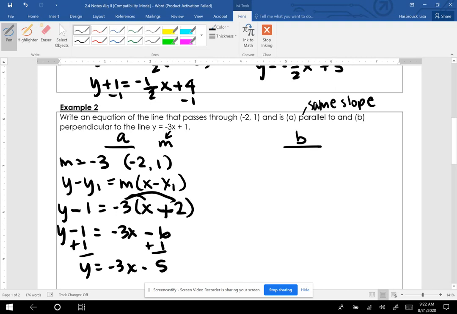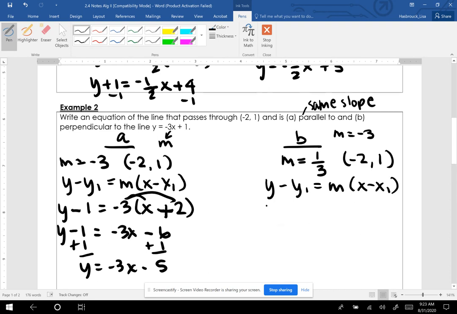Part B says that they're perpendicular. So if they're perpendicular, that means we need to take this slope that they gave us, the -3. We need to flip it and change the sign. So the slope we will use is m equals positive 1/3. And so I changed it from a negative to a positive, and I flipped the number. So we're going to use 1/3 for our perpendicular line and the point (-2, 1).